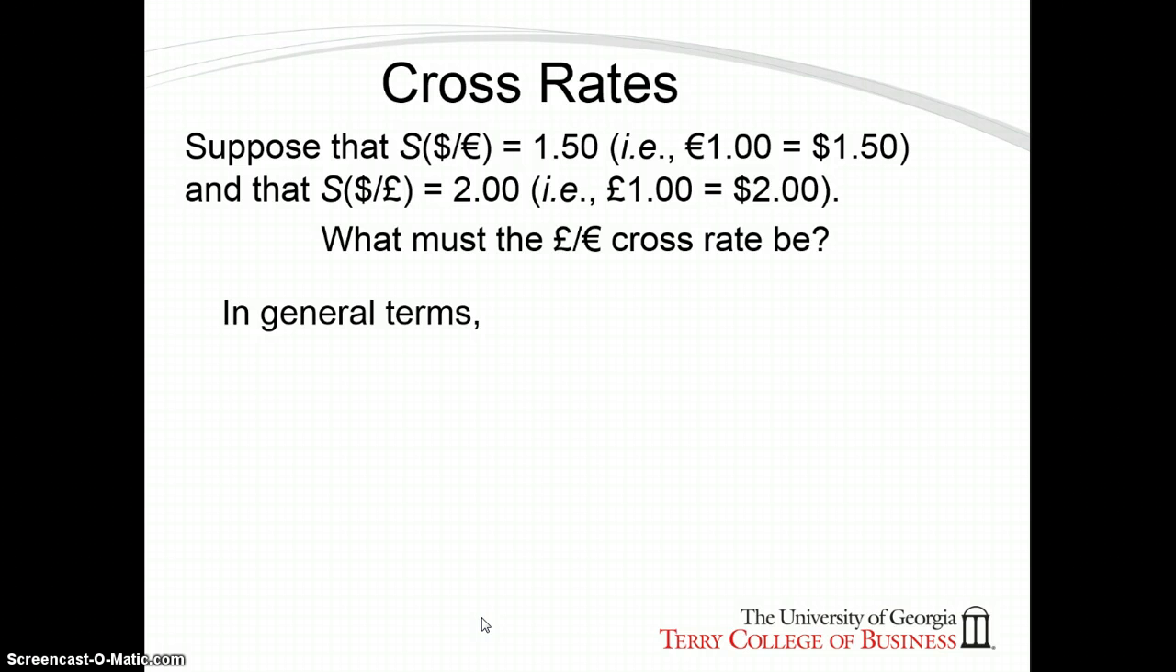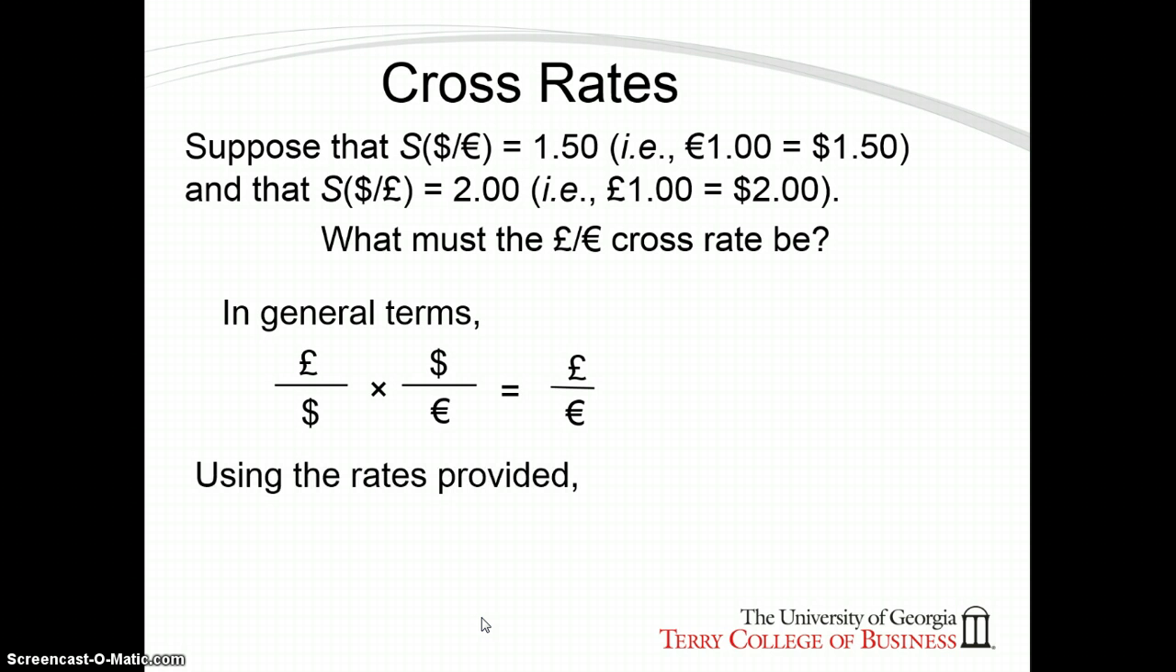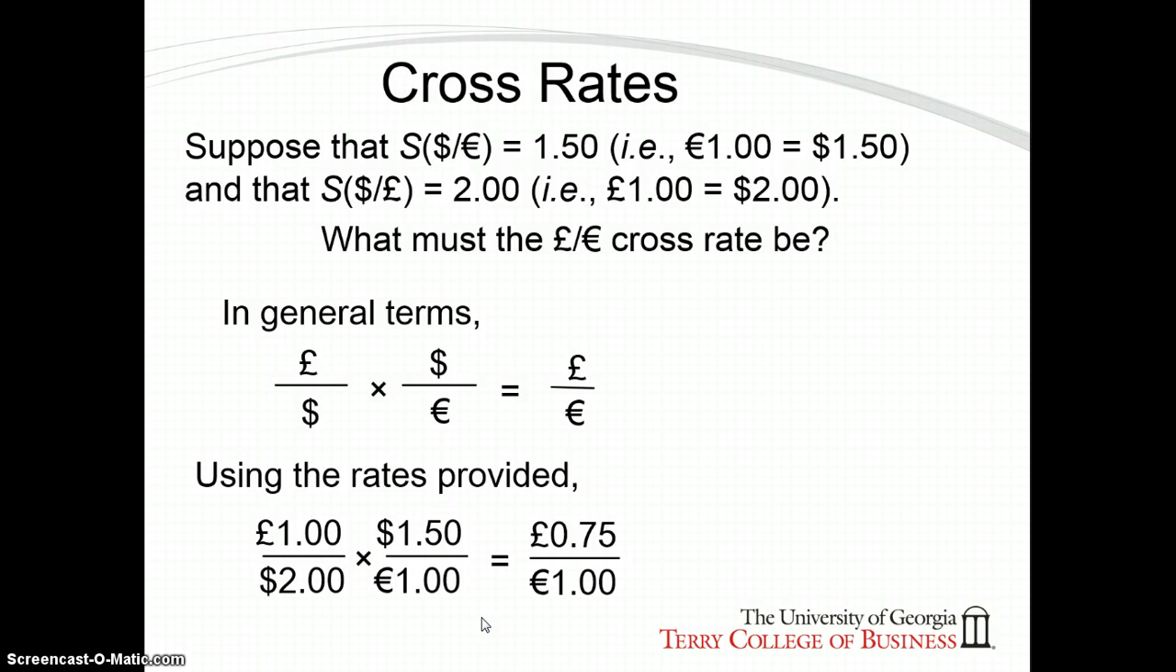Well, in general terms, the equation for the cross rate is provided here. Note that the dollar values cancel each other out, leaving the pounds over euro ratio. Using the rates provided, we can calculate the actual cross rate, which I've provided here. We find that 1 euro costs 0.75 pounds.